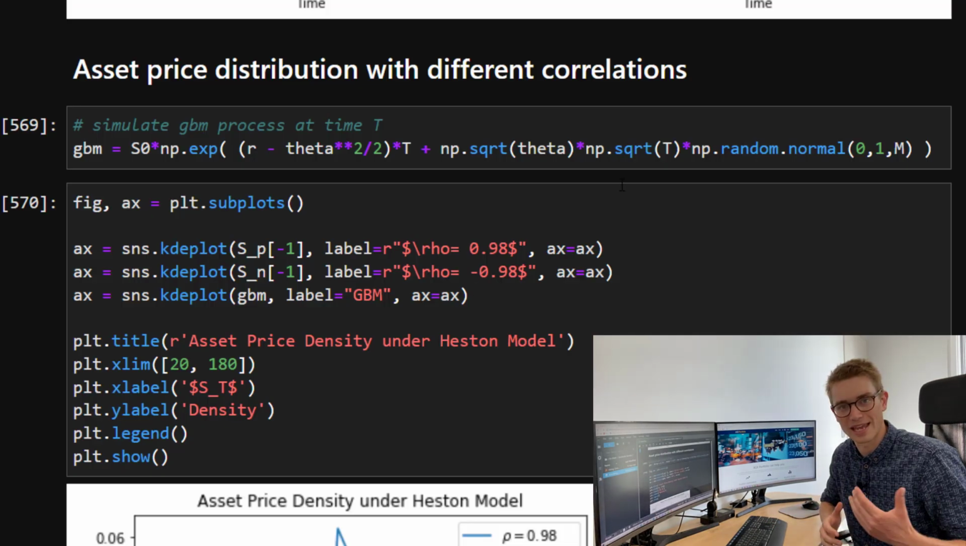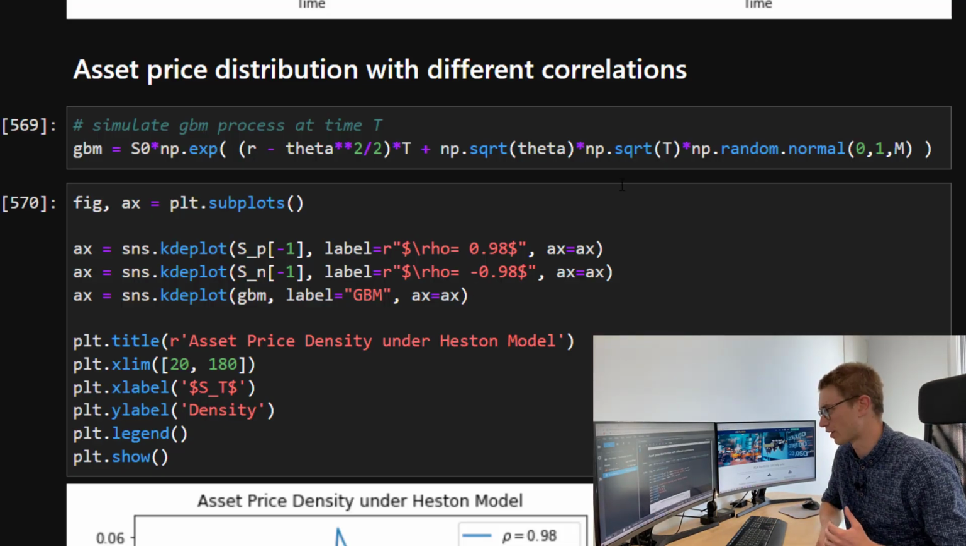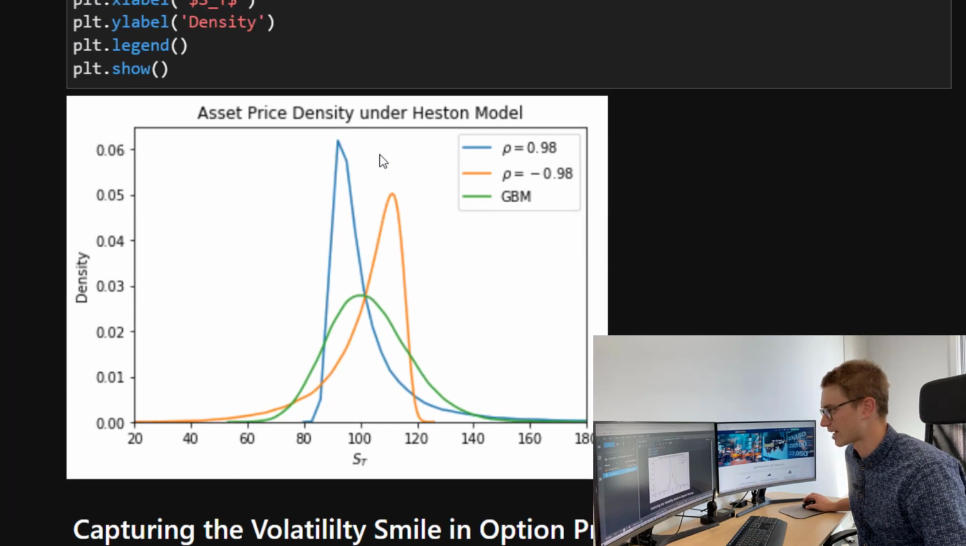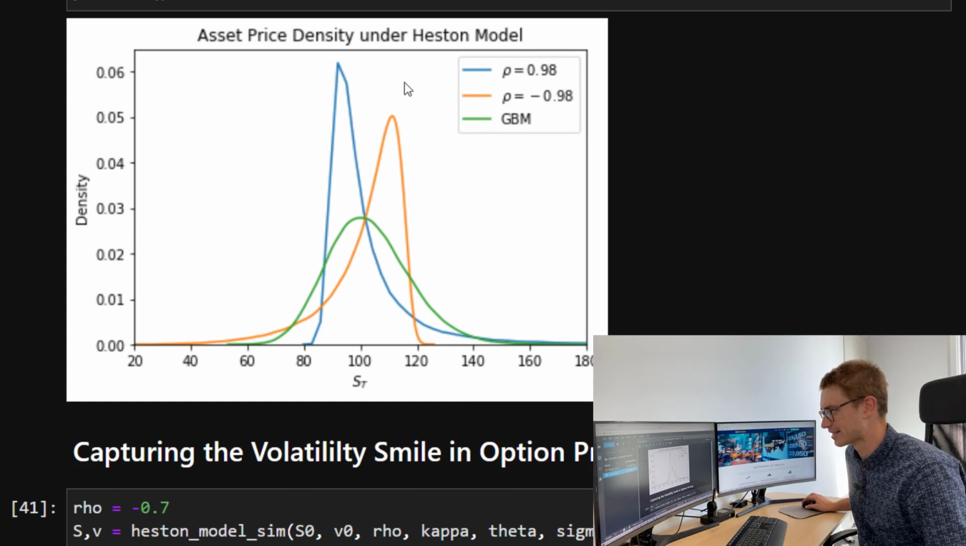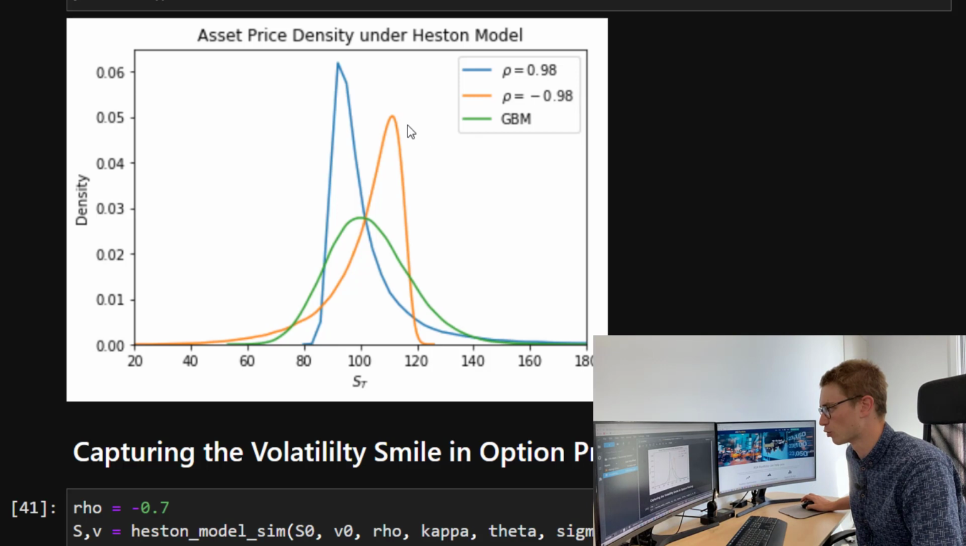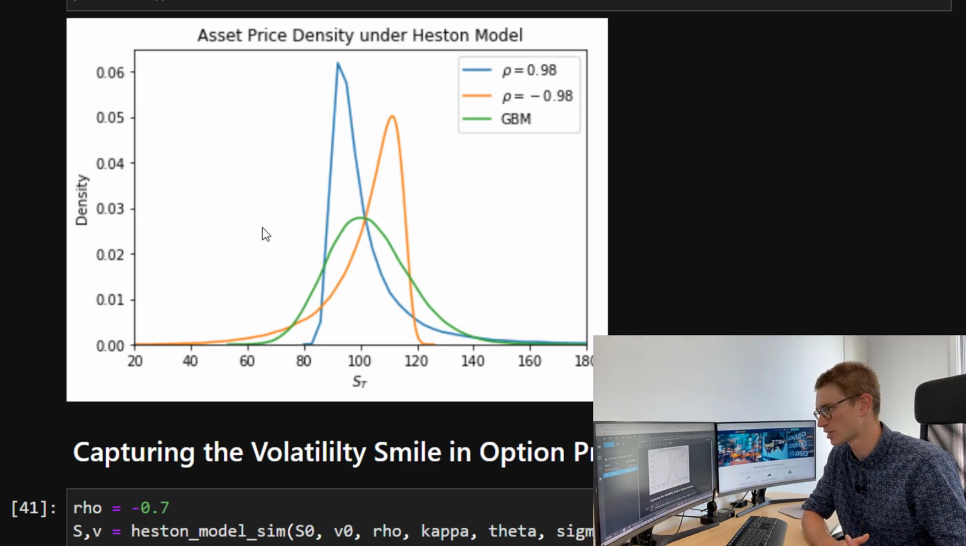Now let's take a look at the asset price distributions with different correlations. So let's compare this to the actual geometric Brownian motion process. Now we've been through this before in a previous video, I'll give the link up above. Here I'm just taking a look at the densities of these three simulations. So here in the blue, we've got that positive correlation between asset returns and variances. And here you can see that really long tail.